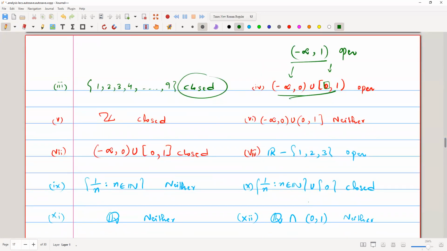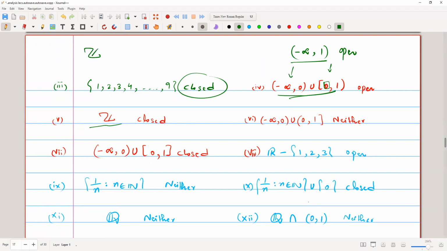And Z, that is the set of integers, and we know that it's like -5, -4, -3, 0, 1, 2, and so on. So it's a set of discrete elements. So this set is closed as well. How can we prove that this set is closed? By the definition that a set is closed if and only if its complement is open.